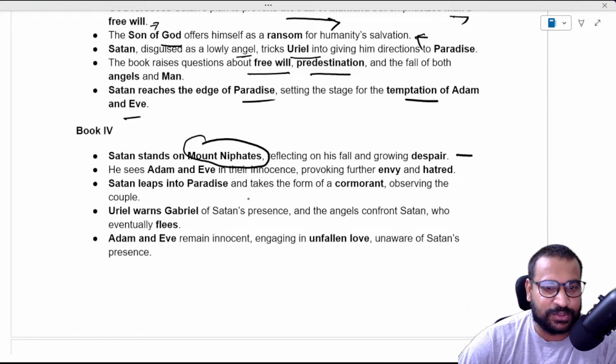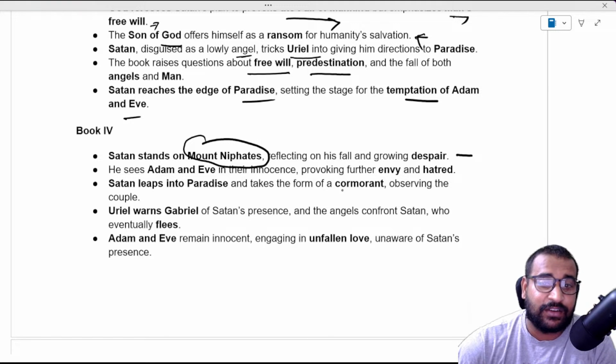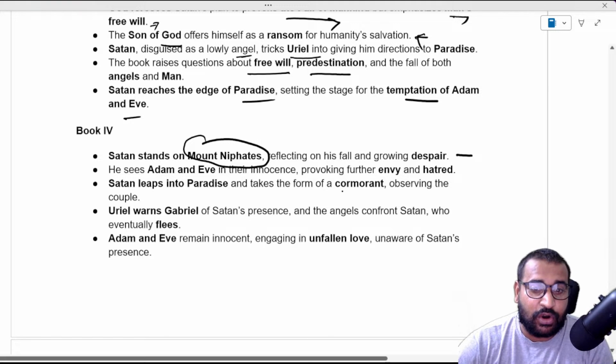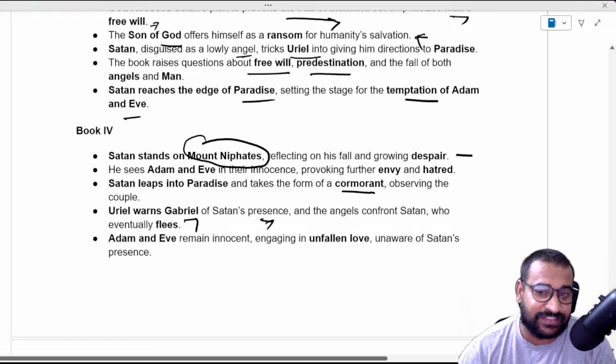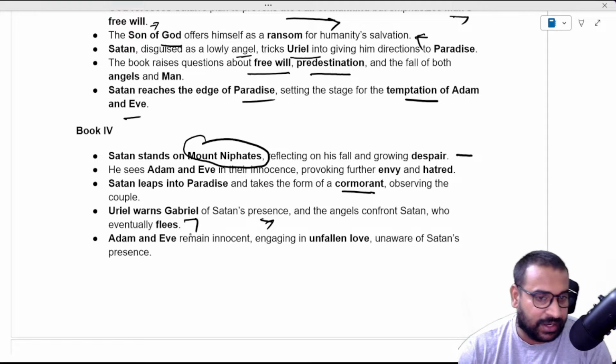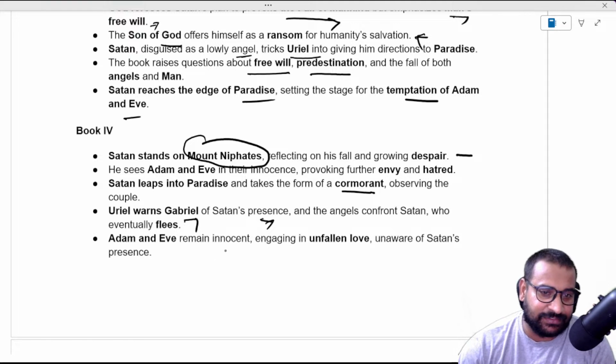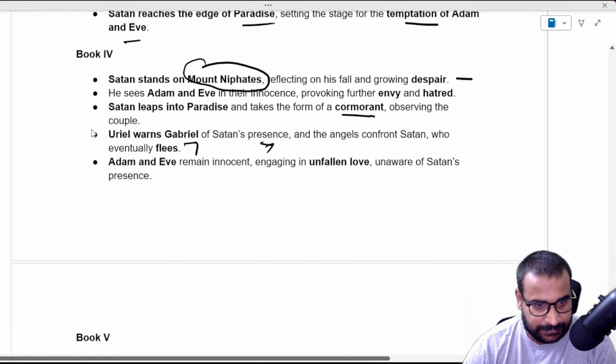And Satan leaps into paradise and takes the form of what? A cormorant, observing the couple. Then Uriel warns Gabriel of Satan's presence, and the angel confronts Satan, who eventually ran away from there. And Adam and Eve remain innocent, engaging in unfallen love, unaware of Satan's presence.